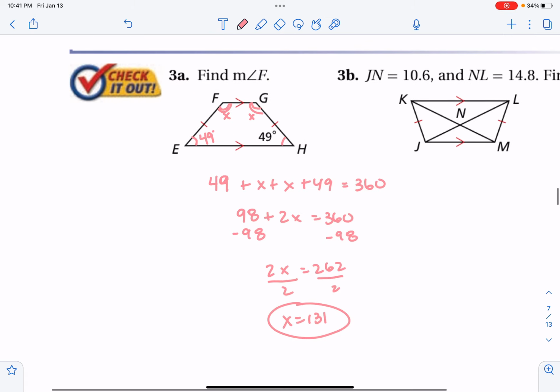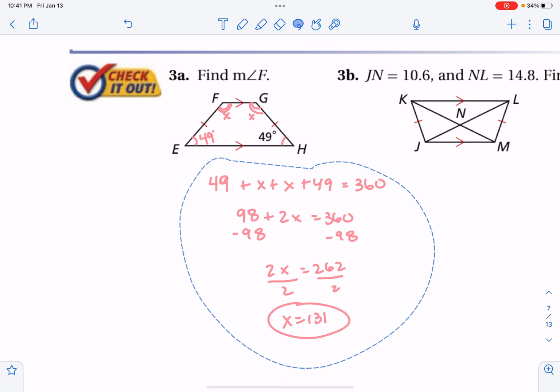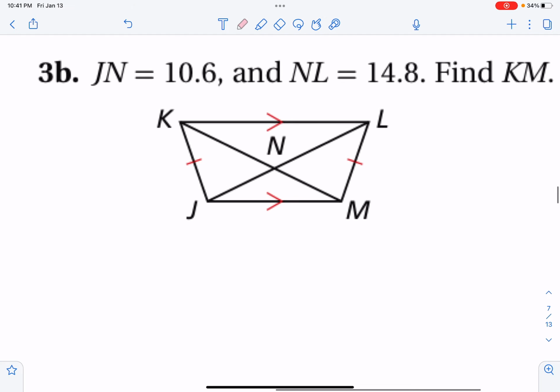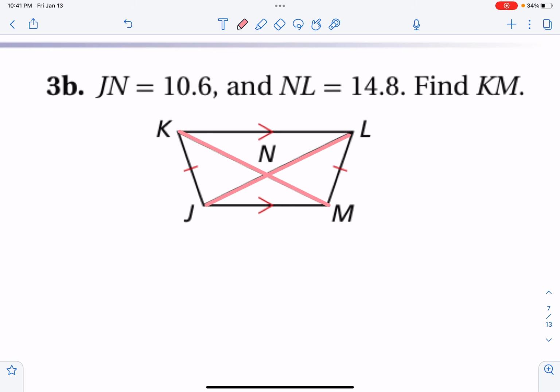You can also see, because they're same side interior, you can use that from last semester. 49 plus x equals 180. So either way works. In this case, this is when we had learned that LJ is the same as KM. So they said J to N, this portion is 10.6.